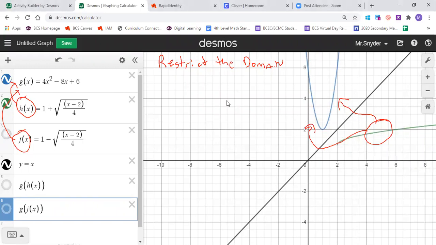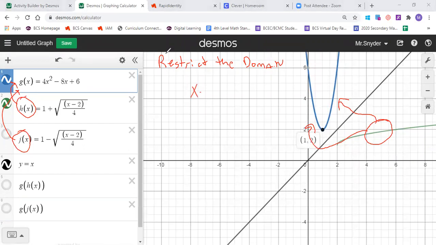When I restrict the domain, the first thing I'm going to do is come to the vertex. And the vertex is at 1, 2. So I know x equals 1 is where I'm going to be restricting the domain. The second thing I'm going to do is come up into the original equation. And I have to put my brackets, and I have to say, well, what side of 1 do I want? Do I want down here? Or do I want up there? So let's start with this side right over here, which is x less than 1.